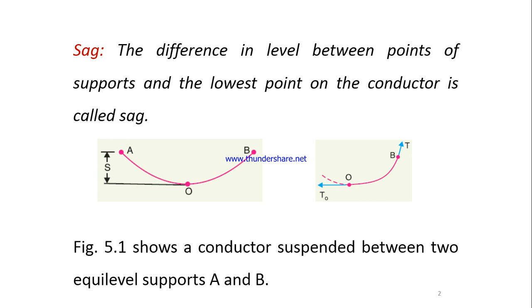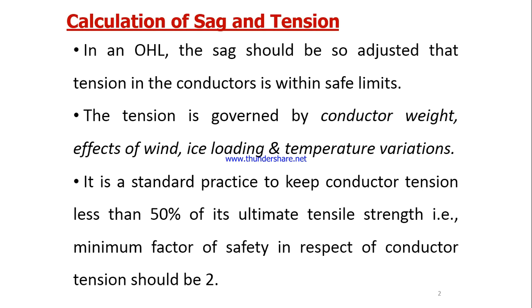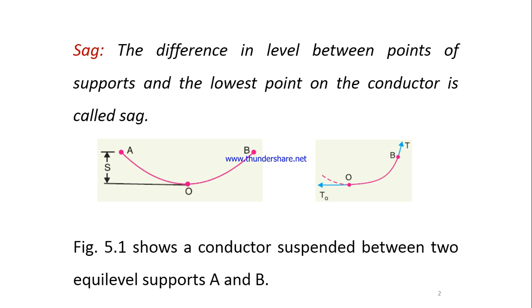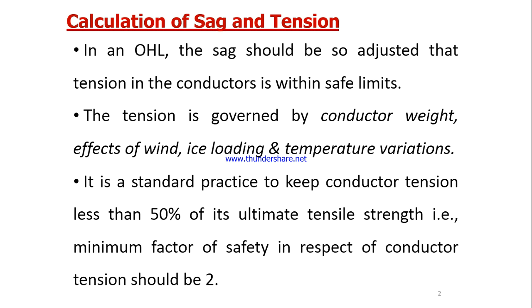Pictorially representing this, let us consider a wire AOB. The height difference between the support point A and O, the lowest point of the wire at a vertical level, is known as S, which is nothing but the sag. Due to the sag, there may be tension at both O as well as at B. So now we have to calculate the sag and the tension.